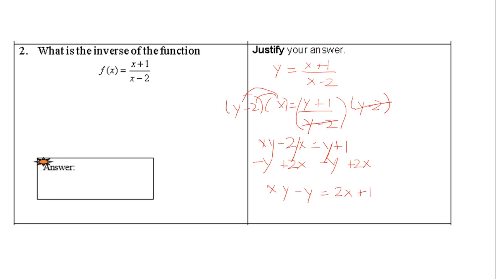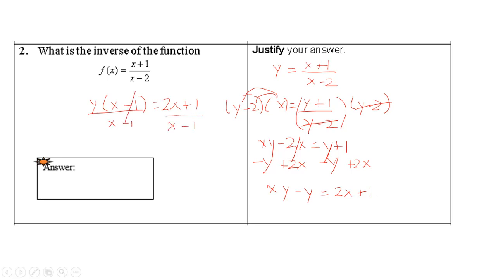Now the only way to separate those y's is by factoring again, and this time we're going to use the greatest common factor. All right, I'm going to bring this over here now so I have a little bit more room. So I'm going to factor out the y and I get y times x minus 1 is equal to 2x plus 1. Now I can divide both sides by x minus 1.